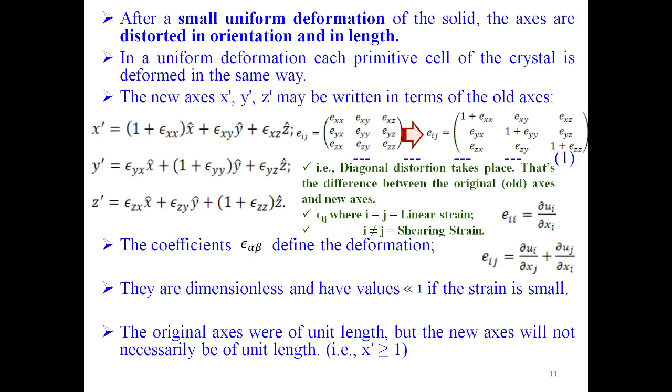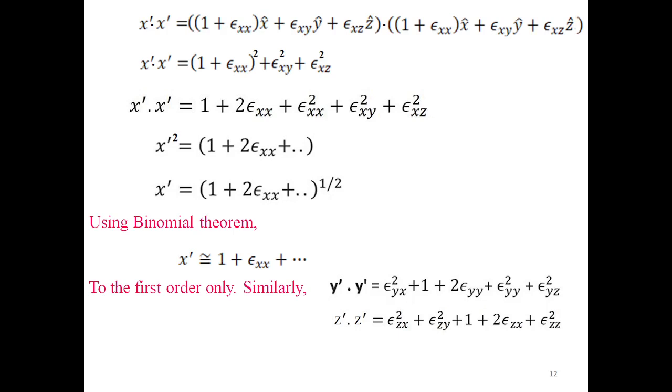The original axes were of unit length, but the new axis will not necessarily be of unit length. That is, x prime is greater than or equal to 1. As already discussed, in order to find out the position of a vector, let's carry out dot product of the position coordinates, x prime dot x prime, for the case of after deformation. So this is given in the equation, and x prime dot x prime becomes (1 plus epsilon xx) the whole square plus epsilon squared xy plus epsilon squared xz. And finally we have (a plus b) the whole squared, we are expanding.